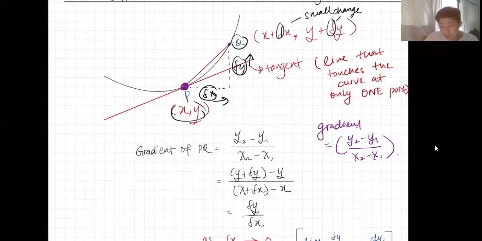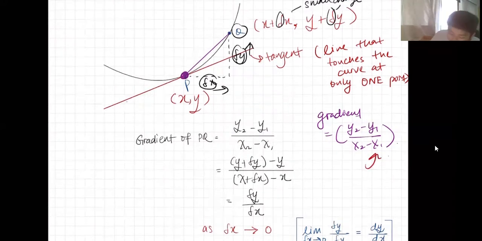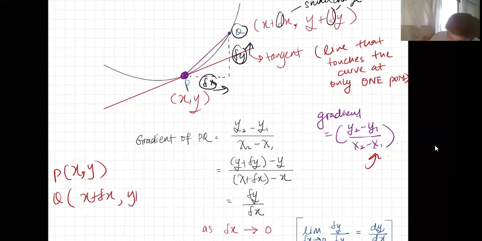And I'll teach you one way later how delta y over delta x gives you dy/dx later on. So we apply the gradient formula. Gradient of PQ is y2 minus y1 over x2 minus x1, as I've discussed here. So now you have two pairs of coordinates. The first pair is x, y, which is your P. And then now you have your Q, which is x plus delta x, y plus delta y, because this set of coordinates is somewhere higher and somewhere to the right.